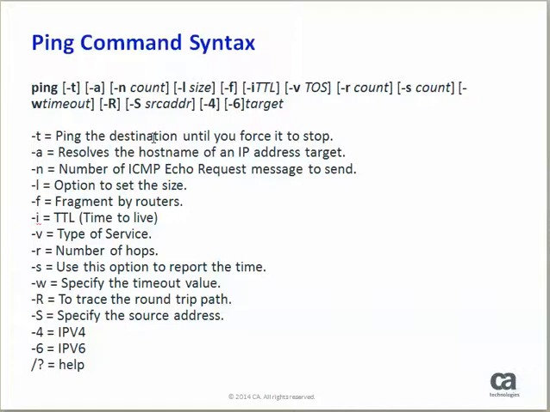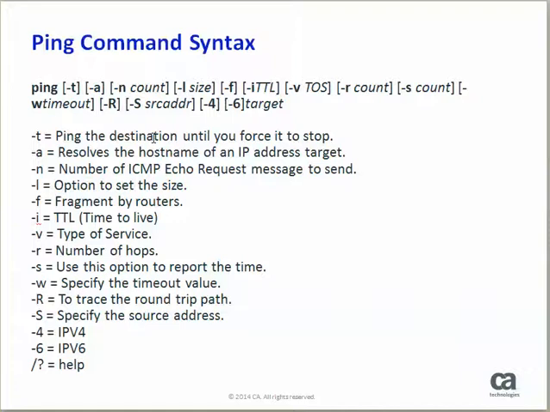-f: use this ping command option to prevent ICMP echo requests from being fragmented by routers between you and the target. The -f option is most often used to troubleshoot path maximum transmission unit, which is basically PMTU, issues.